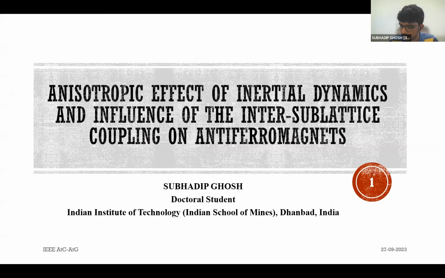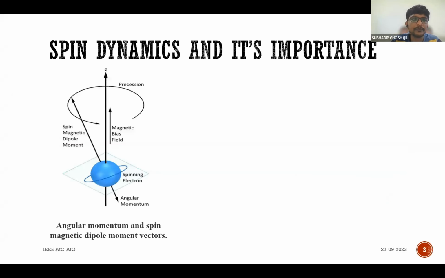I am Subhadip Ghosh, a doctoral student at the Indian Institute of Technology, Dhanbad, and I am working under Professor Ritik Mondal in his ultra-fast terahertz spintronics group. Today, my topic is the anisotropic effect of inertial dynamics and the influence of inter-sublattice coupling on antiferromagnets. So, first, I will start with what spin dynamics is.